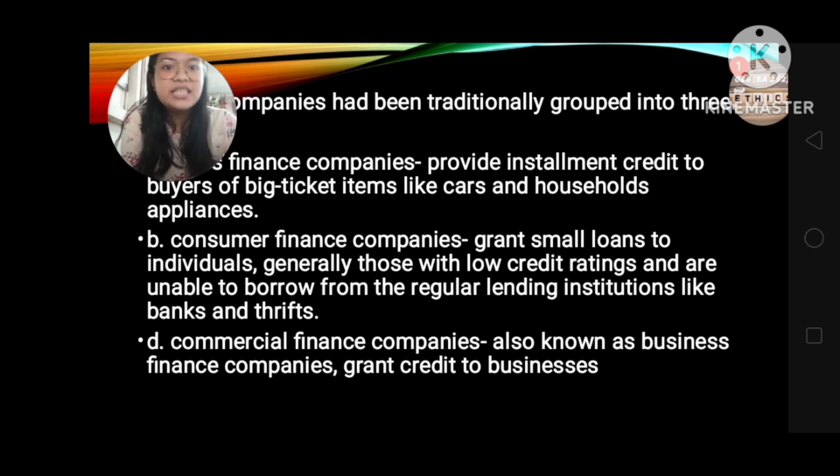And the last is the commercial finance company. The commercial finance companies, also known as business finance companies, grant credit to businesses. So the commercial finance companies are non-bank lenders known as commercial finance organizations that offer loans to small businesses.